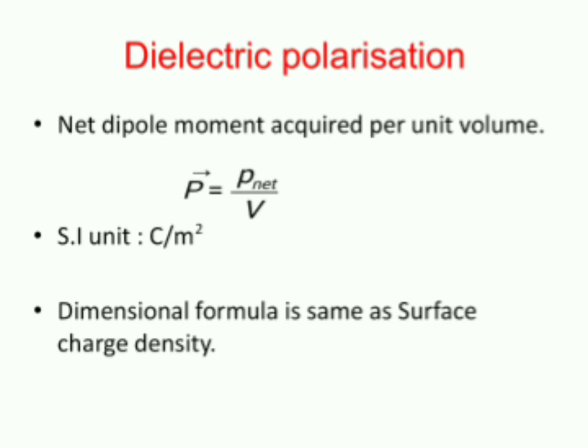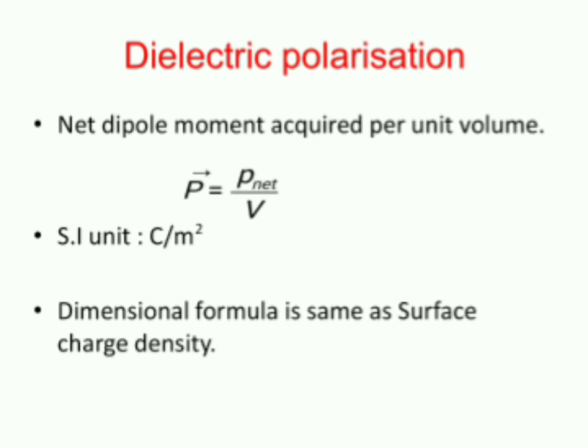Now let's look at some more terms which we need to know regarding dielectrics. Dielectric polarization. We have seen that whether it is a polar or a non-polar dielectric, the dipoles align in the direction of the electric field, and due to this alignment, they get a net dipole moment. This net dipole moment per unit volume is called dielectric polarization. It is represented by the capital letter P, which is equal to P net divided by volume.